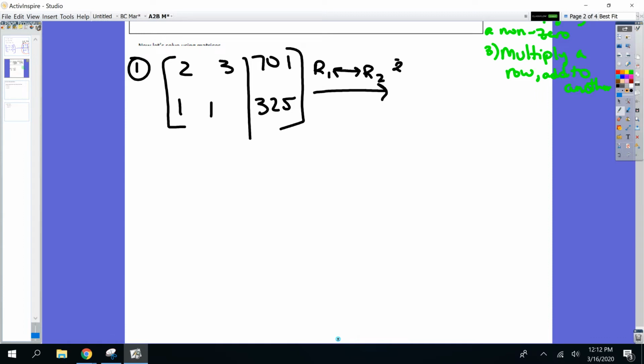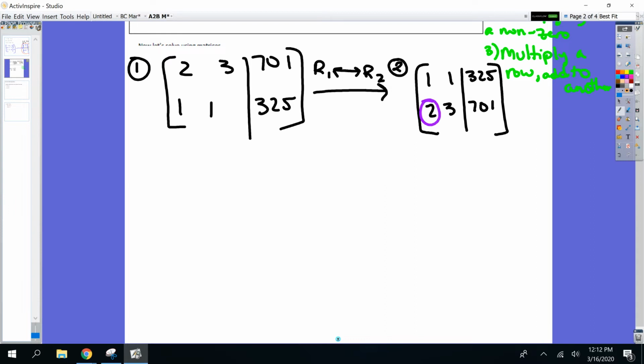So matrix 2 is going to look like this. 1, 1, 325 and 2, 3, 701. Okay, so we got a 1 in the upper left corner. Next job is to get column 1 all zeros.